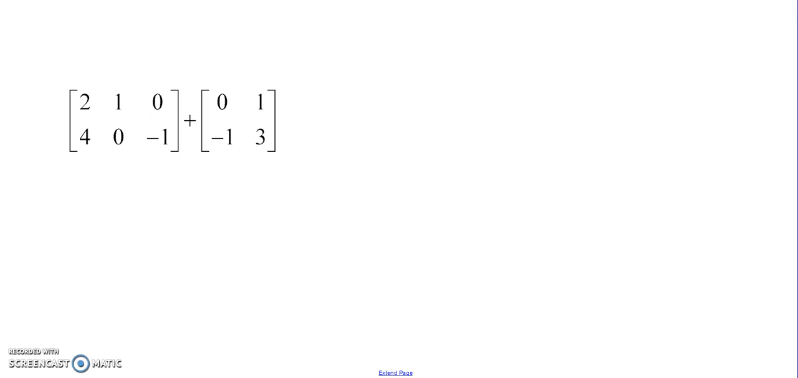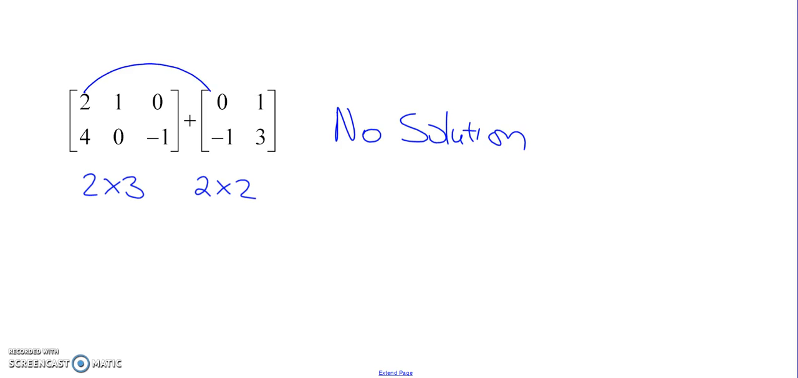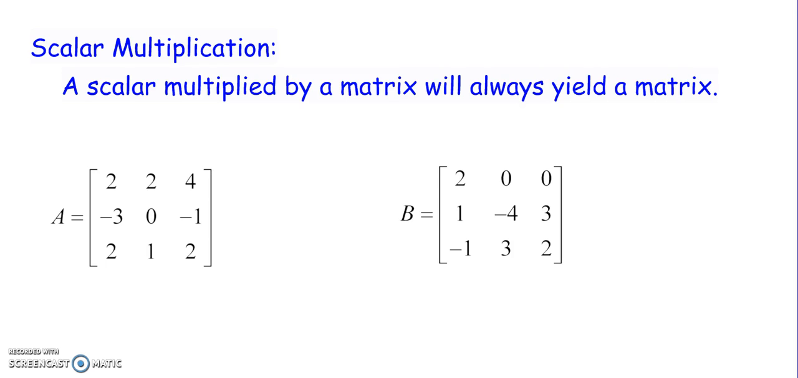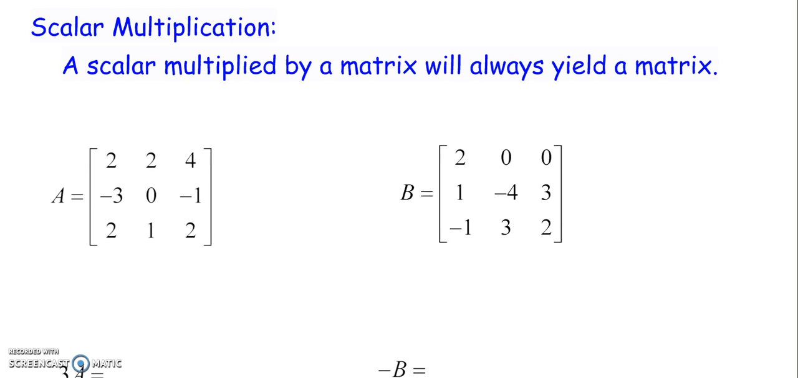If you ever see this right here, this is a 2 by 3 matrix trying to be added with a 2 by 2 matrix. It is not possible. No solution. If you think about it, I can add these two up, I can get an answer, and I can add these two up, I can get an answer. But this one has nothing to add up with, and that's the reason there is no solution: the process doesn't work. It's not possible to add or subtract these two matrices. So we have matrix addition and subtraction.